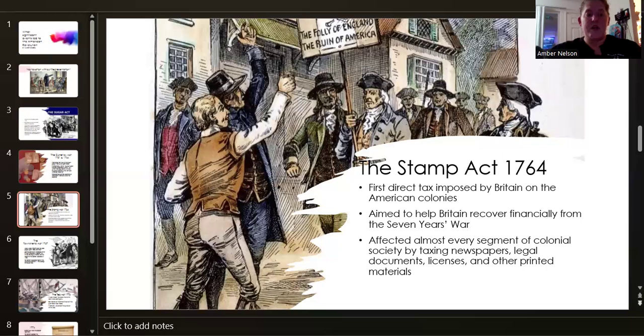Under pressure, Parliament repealed the Stamp Act in 1766, but passed the Declaratory Act at the same time, asserting full authority to make laws for the colonies in all cases whatsoever.